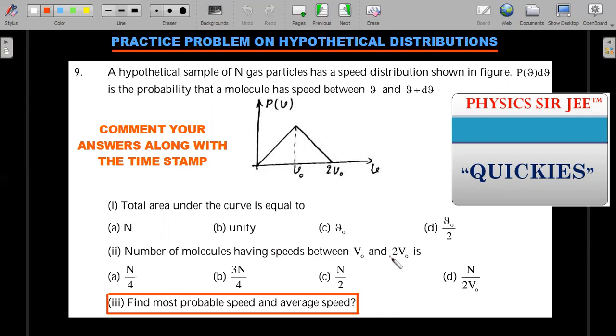Then how many molecules are having a speed between V0 and 2V0, and also for this distribution in terms of V0, what is the most probable speed and average speed? Comment the answer along with the timestamp. 1, 2, and the third one is a subjective question, so you can write it down. I'll explain these problems in the PHYSICSSIRJEE quickies series.